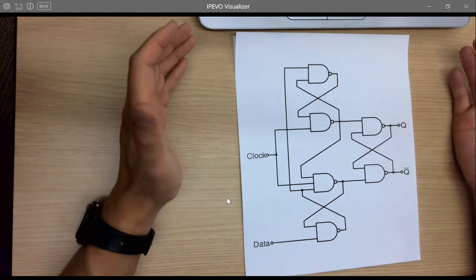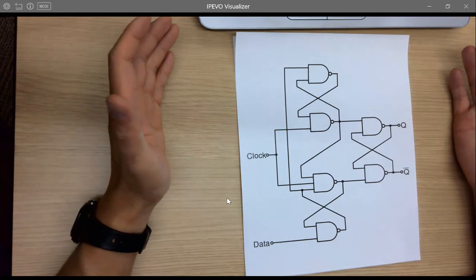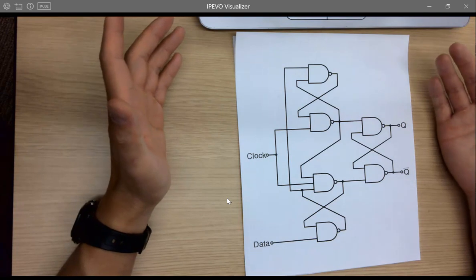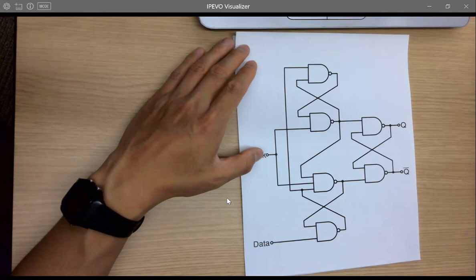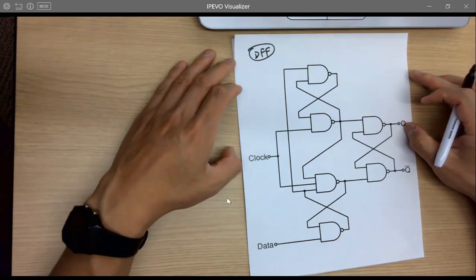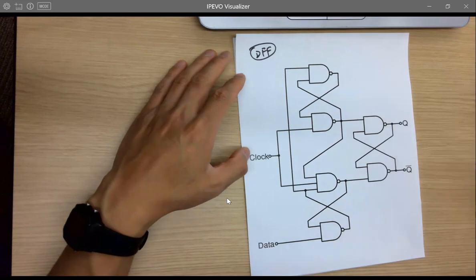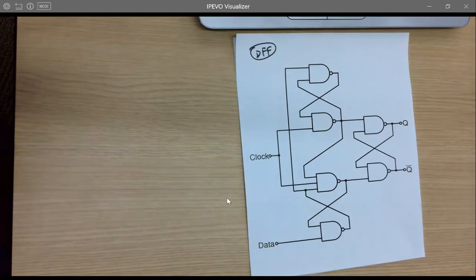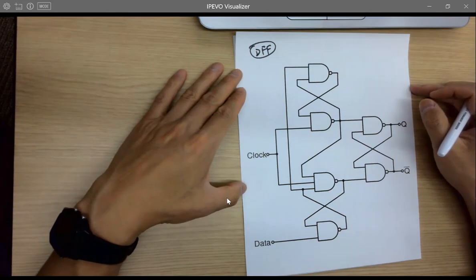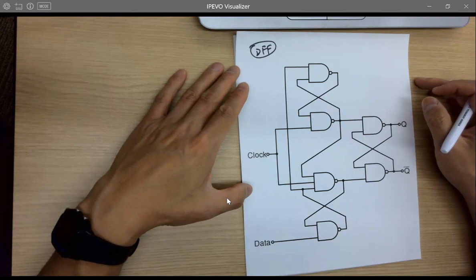So what we do is basically what? Just want to see if this guy is a rising edge trigger D flip-flop, right? Just want to verify if this guy is a D flip-flop. So where should we start with? Where do we guys start? Clock, yeah.